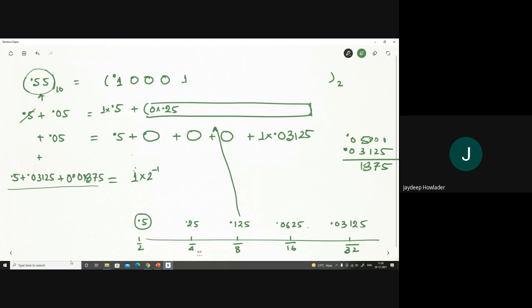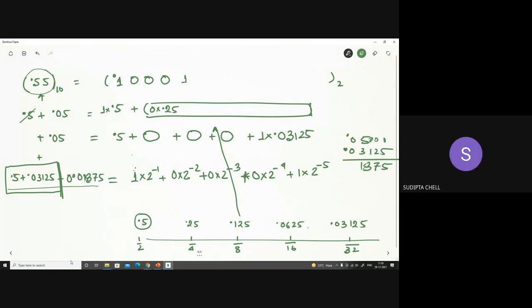Okay, but just what we understand is up to this point, I have made, say, 0 into 2 to the power minus 2 plus 0 into 2 to the power minus 3 plus 0 into 2 to the power minus 4 plus 1 into 2 to the power minus 5. Clear? So that basically represents up to this point. Understand? Clear? Is it clear?